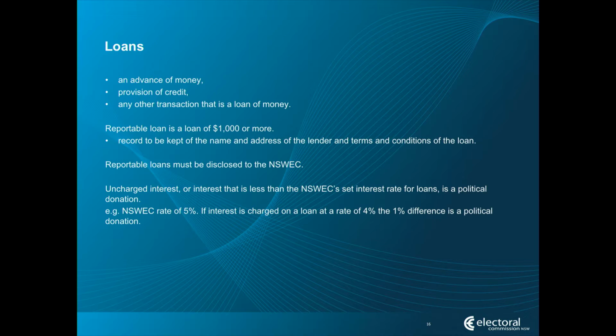And remember, any uncharged interest or interest that is less than the Commission's set interest rate for loans is a political donation. For example, if the New South Wales Electoral Commission's set interest rate for loans is 5%, and if the interest that is charged to you on a loan is at a rate of 4%, then the 1% difference is a political donation. The donation caps apply, and all other requirements around donations apply.